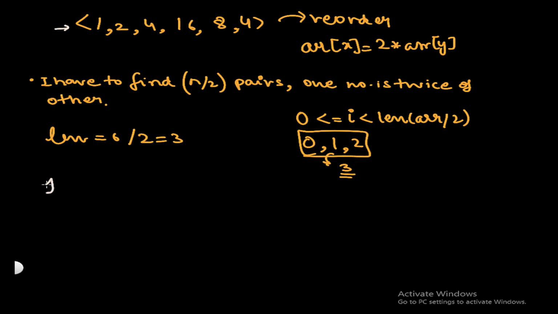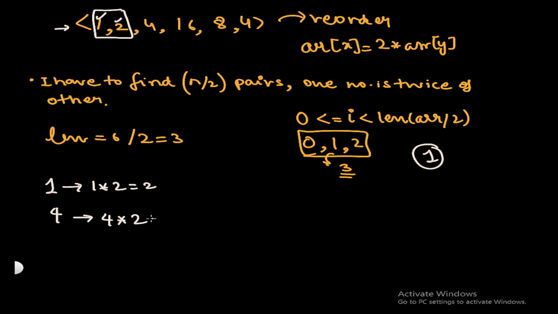So for element 1, I need 1 into 2, which is equivalent to 2. Yes, it is present in the array. So my 1 pair is possible. Another element is 4. For 4, we need twice of it, which is 8, and it should be present in the array. So yes, 8 and 4 are present in the array, so I can form 2 pairs.